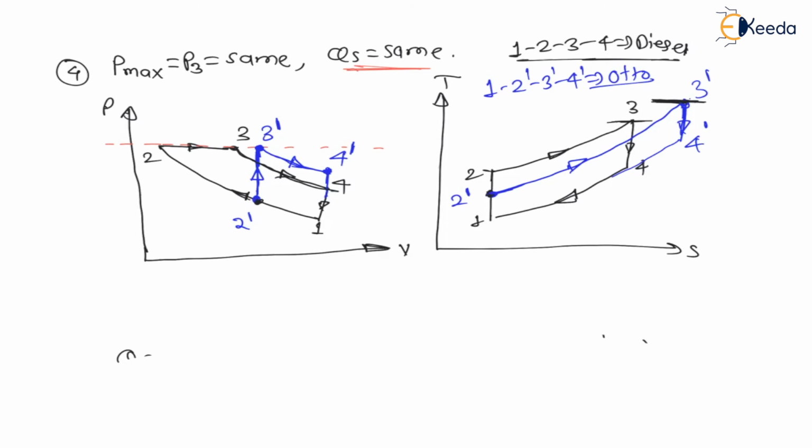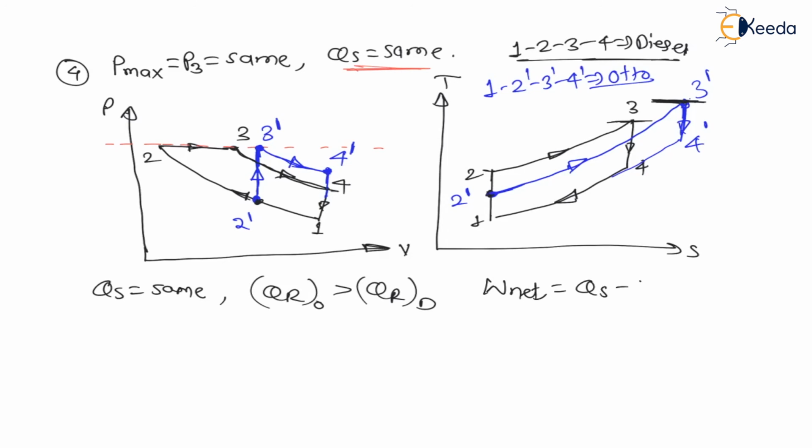My dear students, here we have seen that heat supply is same. Very important to understand efficiency parameter. Heat supply is same as given in the condition. Now heat rejection of Otto is more than heat rejection of diesel. Right, here you can see 4 dash to 1 is Otto and 4 to 1 is diesel. So my dear students, W net is nothing but heat supply minus heat rejected, and as heat supply is constant, as heat rejection increases, W net decreases.